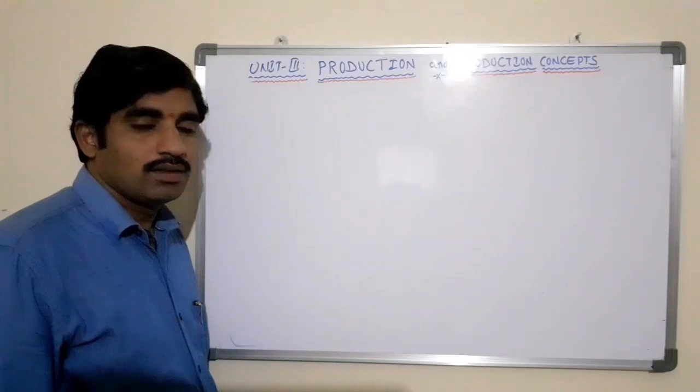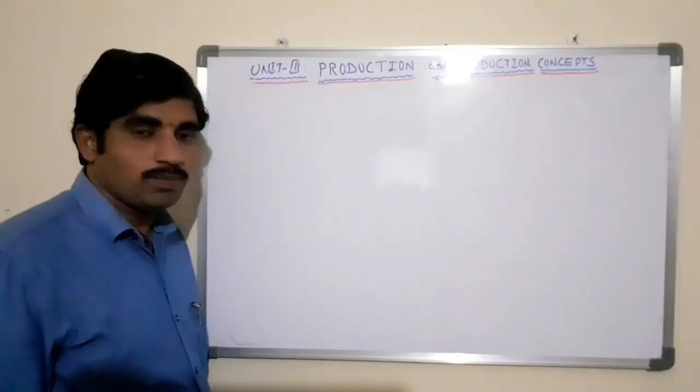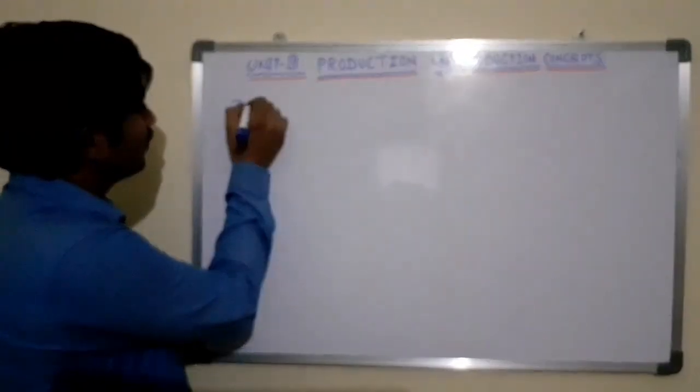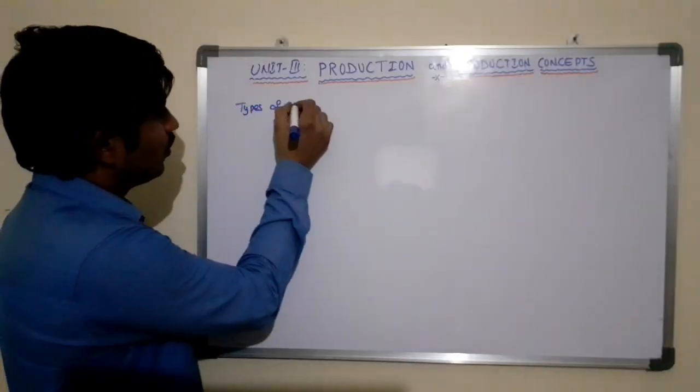Now let us see different types of products or the production. Types of products.